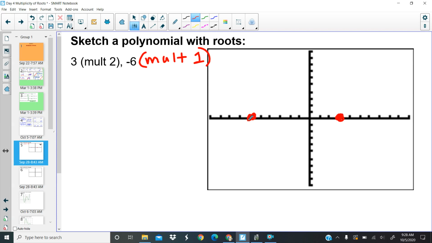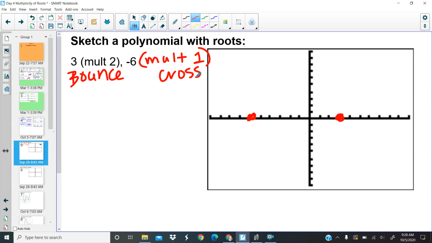And then the only other thing I need to do is I need to know what the shape of the graph is at each of these points. So where x equals 3, it's a multiplicity of 2, so that means it's going to bounce. And where x equals -6, it's a multiplicity of 1, so that means it's going to just cross through the graph. So I'm going to go ahead and try to sketch something that works for this.